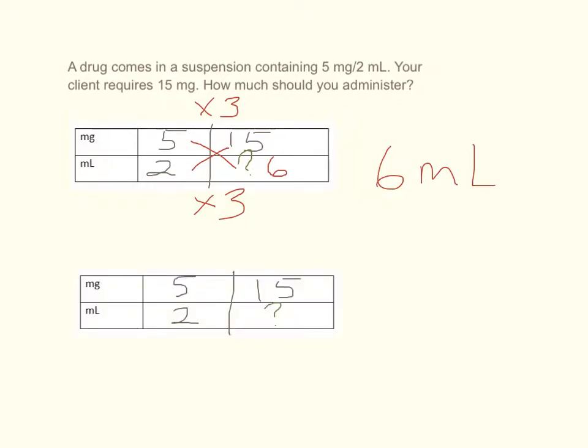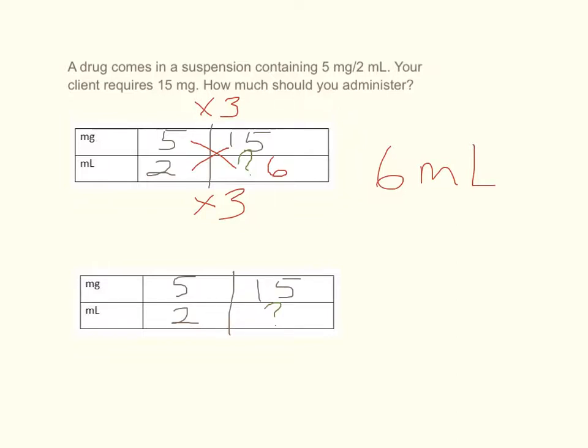Now let's go back and see if we can find a way to use what we know about the diagonals to find another strategy for working out the unknown value when they're not quite so straightforward. So I've put the table back here again. We've got 5 milligrams per 2 mils, and I want 15 milligrams.